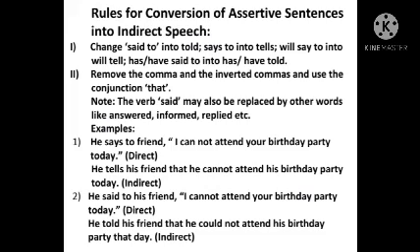He says to his friend, "I cannot attend your birthday party today." He tells his friend that he cannot attend his birthday party today. Take care, because it is simple present tense, we will not change the tense. Says to was converted into tells. He said to his friend, "I cannot attend your birthday party today." Said to will be converted into told. He told his friend that he could not attend his birthday party that day.